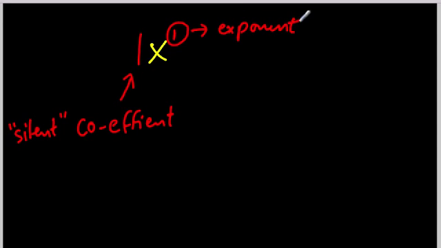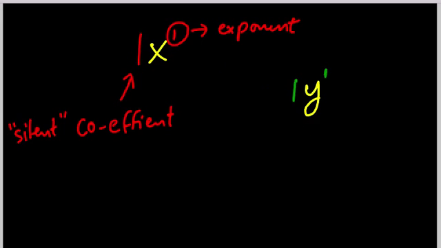The exponent for x. It doesn't matter what variable I write. Let's say, for example, I write y. We should know that there is a silent coefficient of 1 with the y and a silent exponent of 1 with the y.